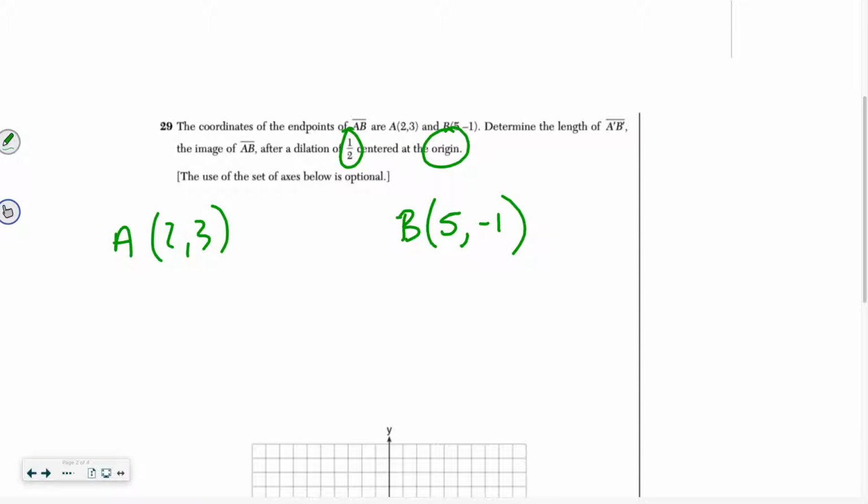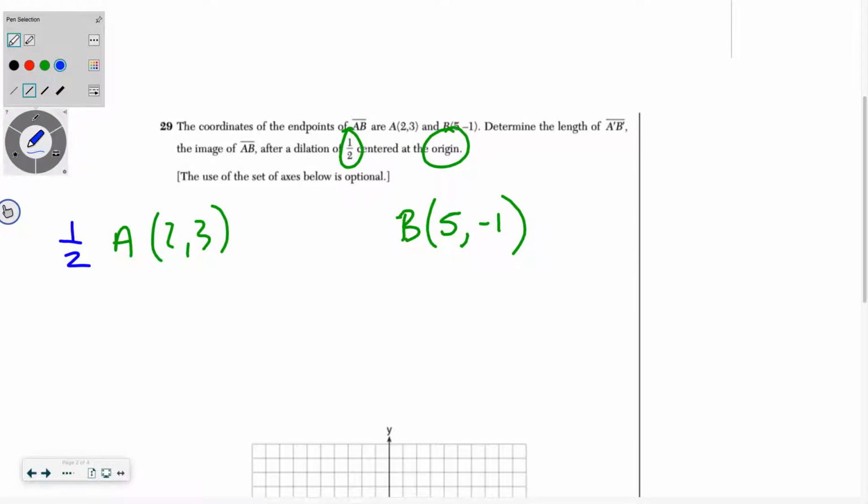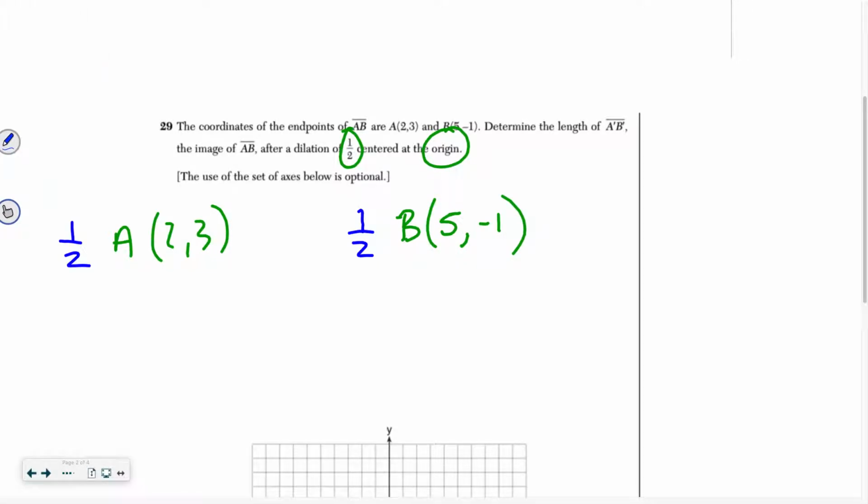So remember that if our center is 0, 0, all we have to do is multiply our points by the scale factor. In this case, our scale factor is a half, so let's multiply this by a half and multiply this by a half. Well, simple enough. 1/2 times 2 gives me A prime here. I'll get 1. And then 1/2 times 3, doing that in your calculator, gives you 1.5.